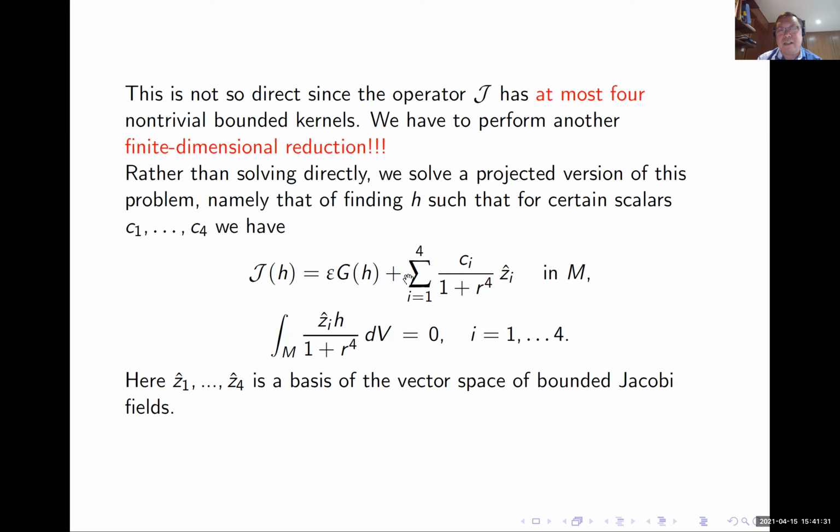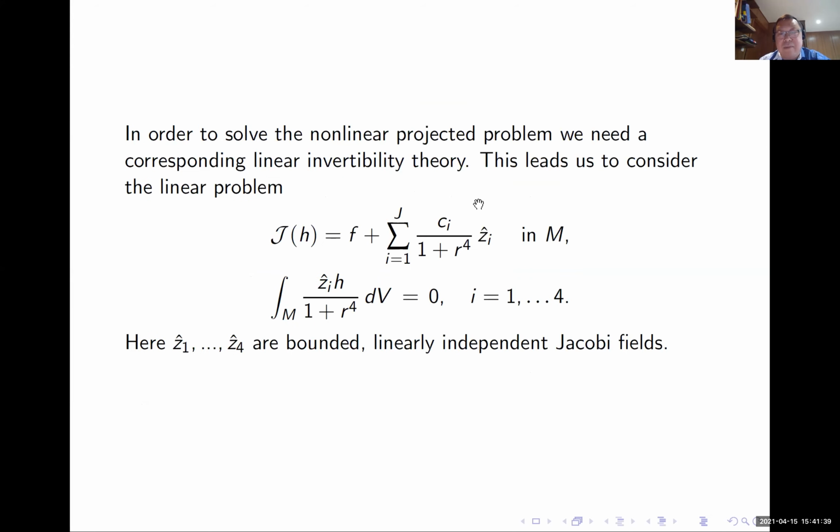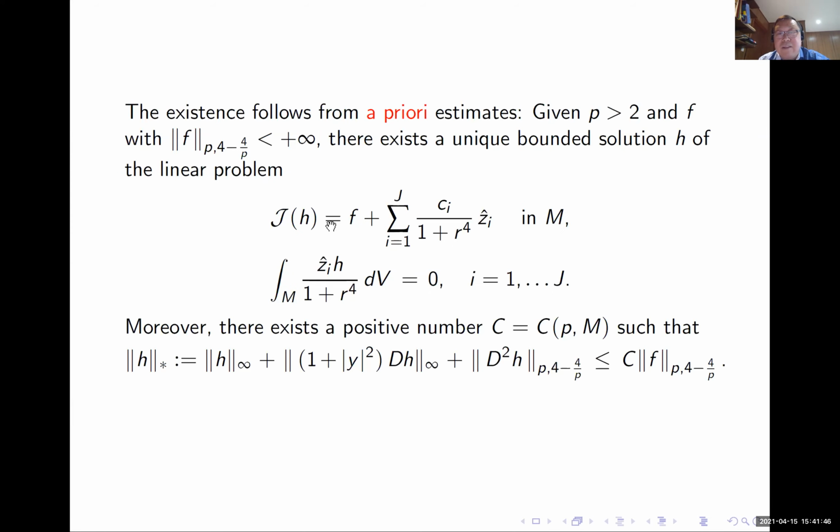This is okay. And so to solve this problem, we use again the finite dimension reduction in the first lecture, and we get some RPA estimates for this problem as well. This is the RPA estimates for this Jacobi operator.